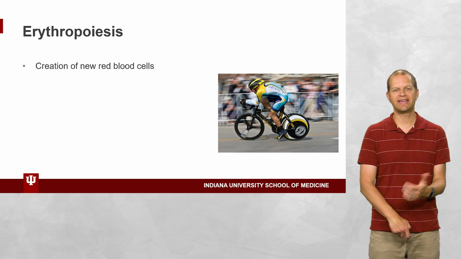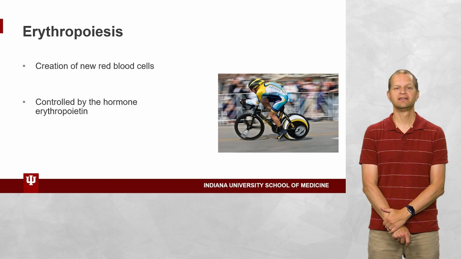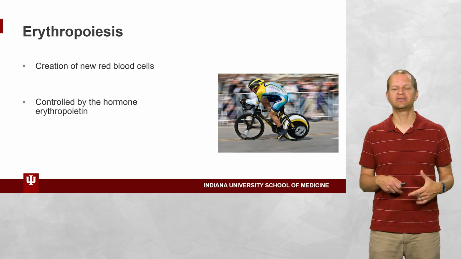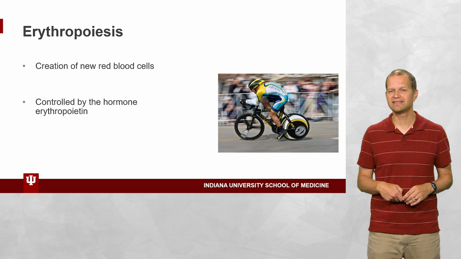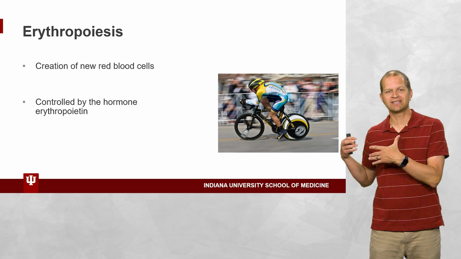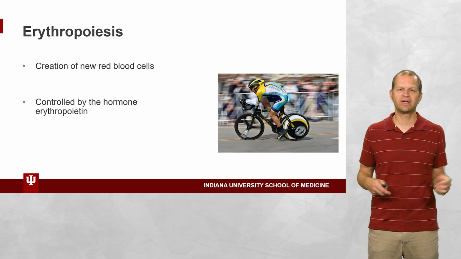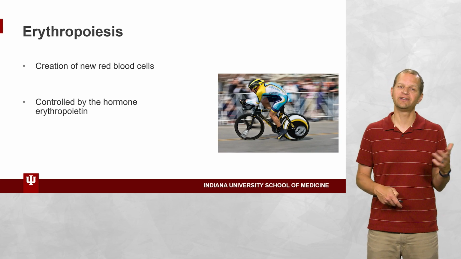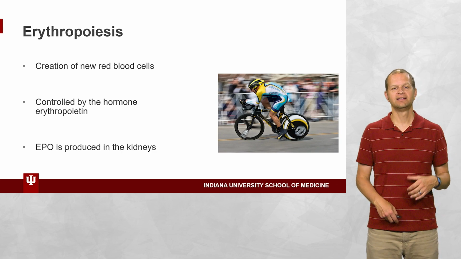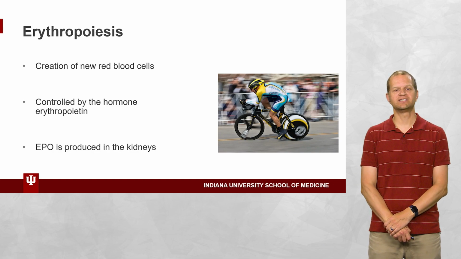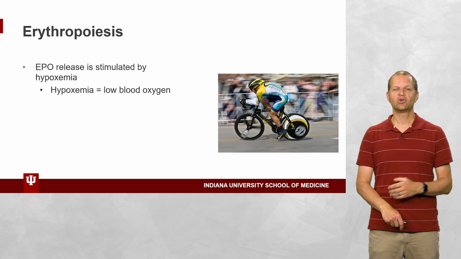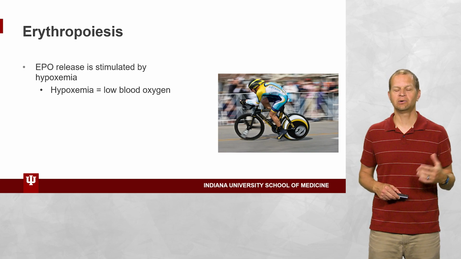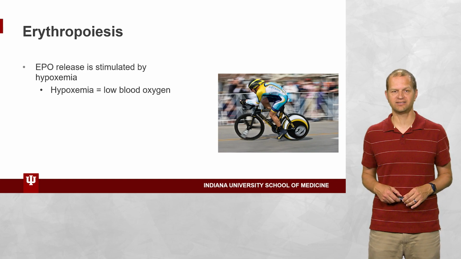He took synthetic erythropoietin. Erythropoietin is the hormone that your kidneys release that stimulates the creation of new red blood cells. Lance Armstrong took a synthetic version to create new red blood cells so that he could carry more oxygen as he's riding his bike up and down the Alps. Like I mentioned, EPO is produced in the kidneys. So the stimulus for the release of EPO is hypoxemia, or in other words, low blood oxygen.